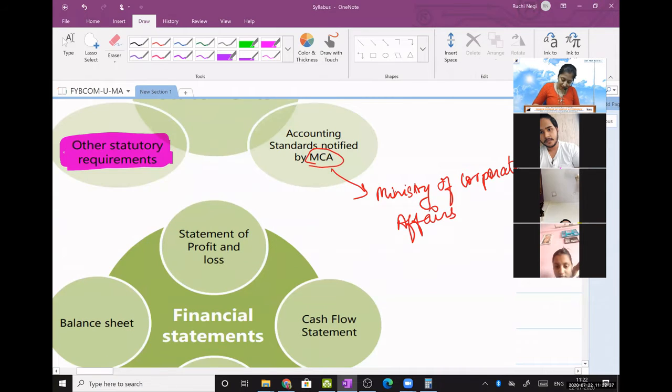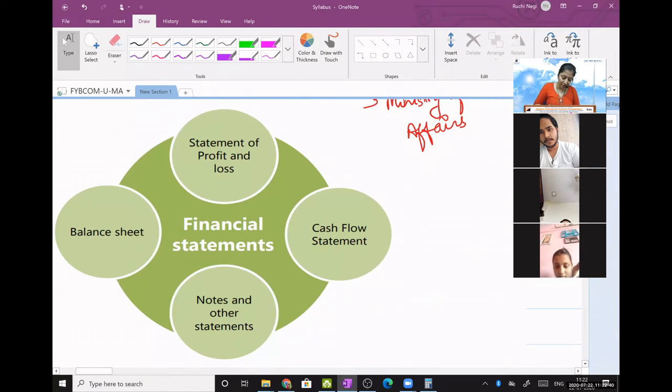Then, see, same thing which I told you: what comes in financial statements? Statement of P&L, which means revenue statement. Balance sheet, which means the vertical balance sheet. Notes and other statements, notes to accounts, the fifth one. Notes to accounts and other statements means fund flow statement and cash flow statement. So actually there are five: 1, 2, 3, 4, 5.